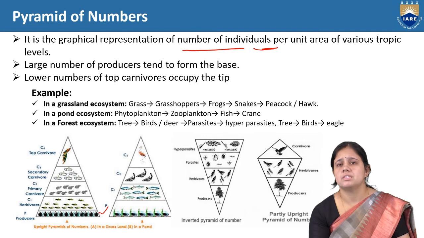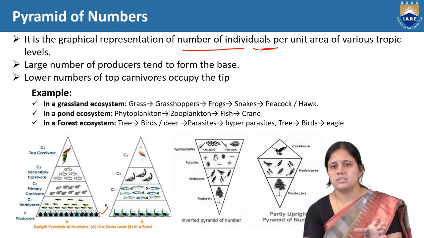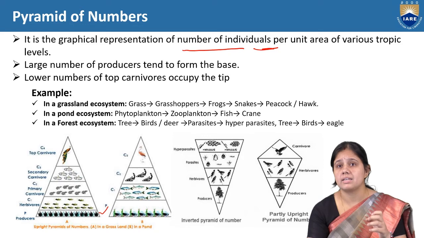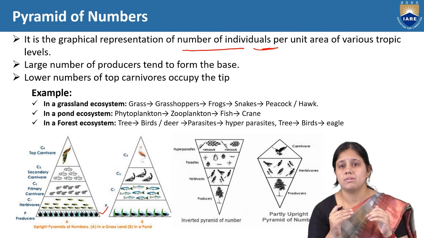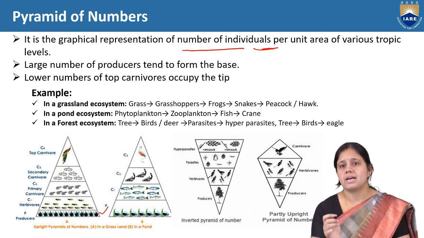So if you take the example of a grassland ecosystem, first is the grass. Grass is at the lower level of the pyramid and they are more in number. We are studying the pyramid of number here. So since grasses are more in number, they will occupy the lower base. Then grasshoppers. Grasshoppers are lower in number than grasses, so they will occupy the next trophic level. Then frogs are there. They will take the next trophic level. Then peacocks and hawks, which will eat all of them. This is the example of a grassland ecosystem.